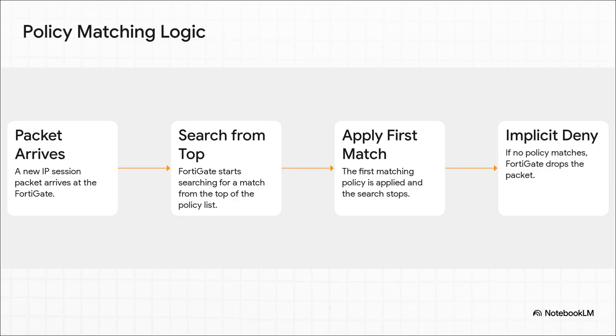But what if it gets all the way to the end of the list and finds no match? This is the most important rule of all, the implicit deny. Any traffic that isn't specifically allowed by a rule is automatically dropped, period.